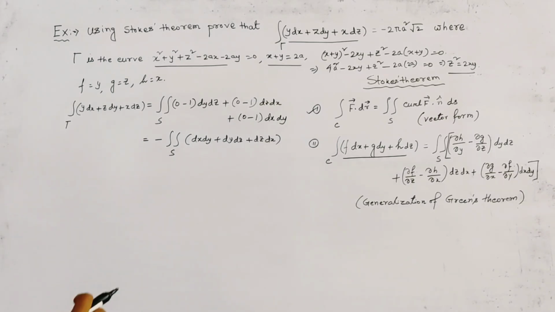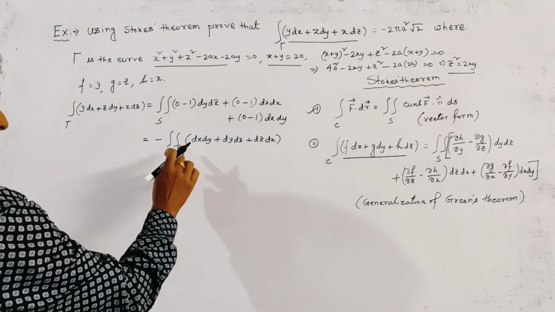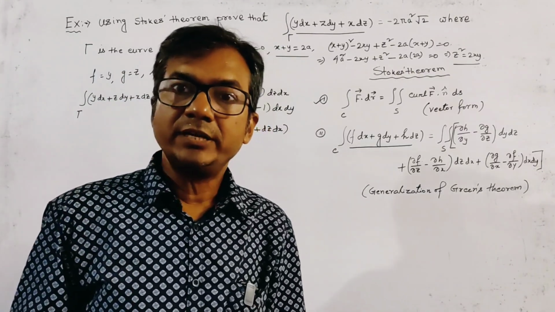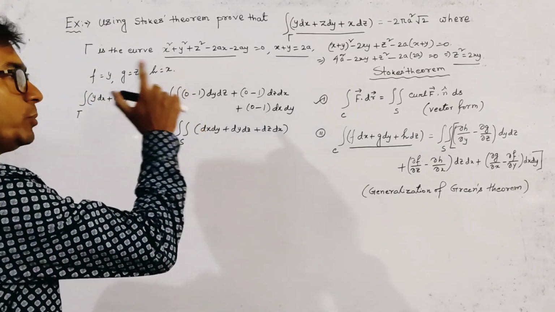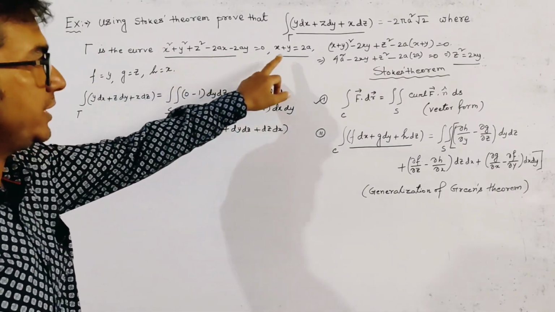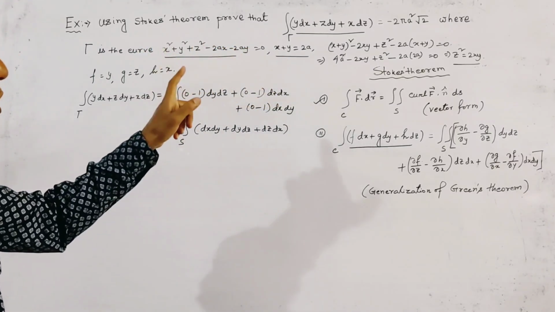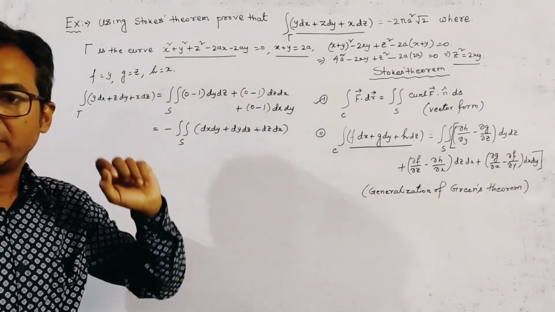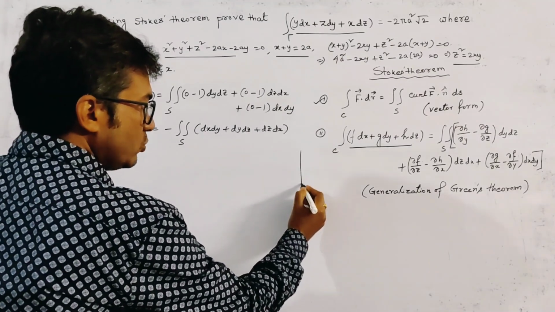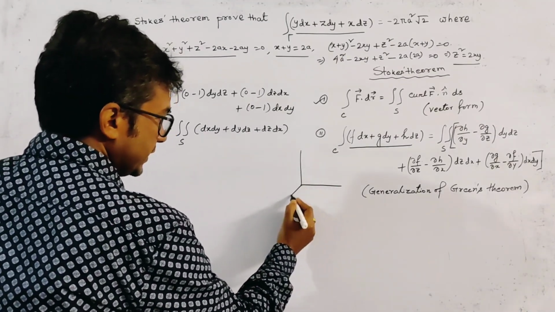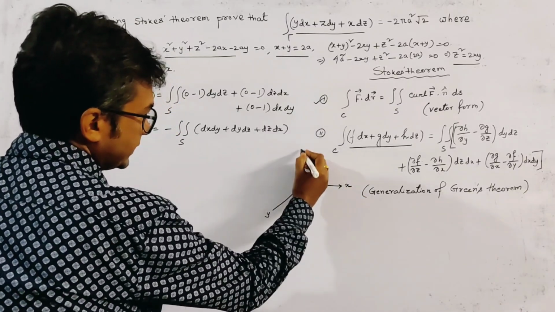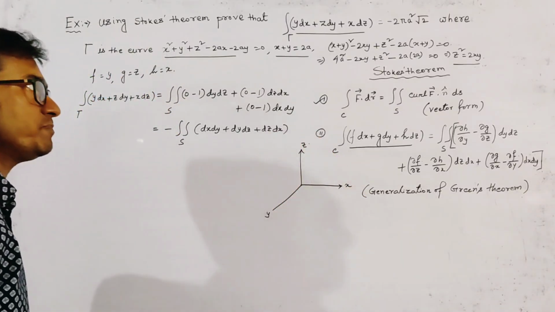Now we take these three parts one by one to understand our given surface properly. The given surface is the intersection of the sphere and the plane. We are trying to draw a rough sketch of the given surface. First we draw three coordinate axes: this is the x axis, this is the y axis, and this is the z axis.